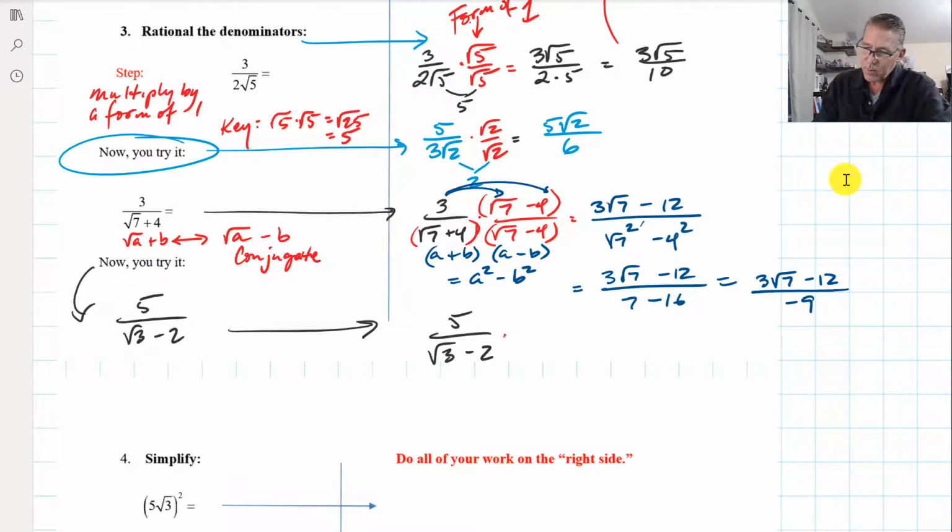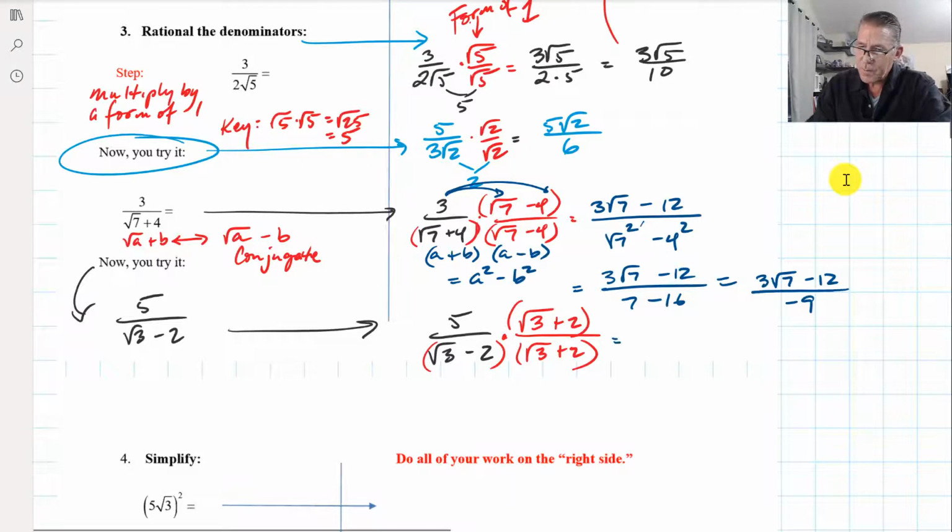Okay, let's check your work. So the form of 1 we need is the square root of 3 plus 2 divided by the square root of 3 plus 2. And again, put parentheses around everything. These are binomials. Okay, so what do we get?